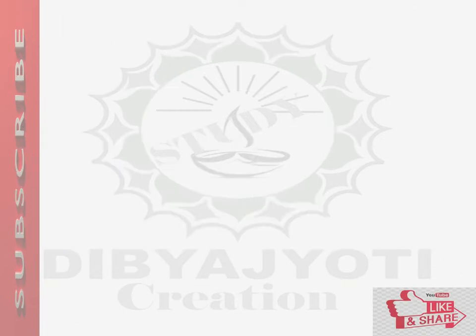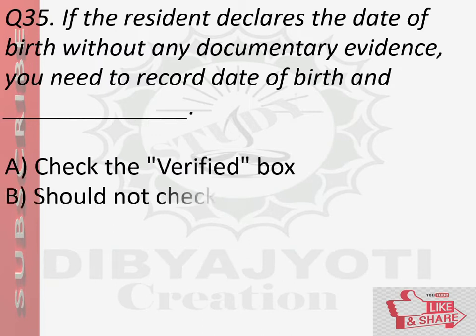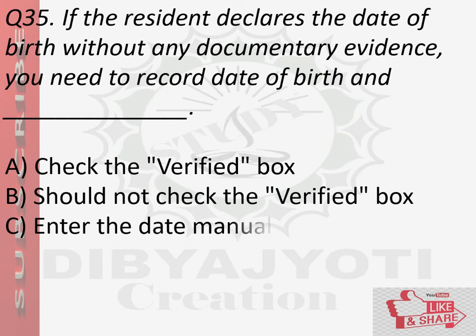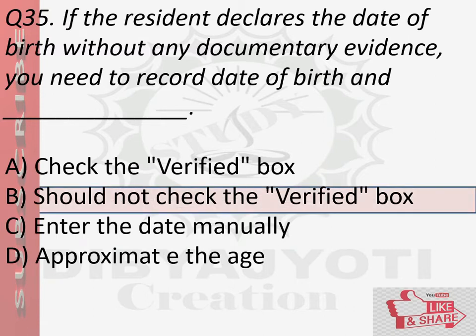Then next, question number 35. If the resident declares the date of birth without any documentary evidence, you need to record date of birth and dash. Options are option A, check the verified box. Option B, should not check the verified box. Option C, enter the date manually. Option D, approximate the age. And answer is option B, should not check the verified box.